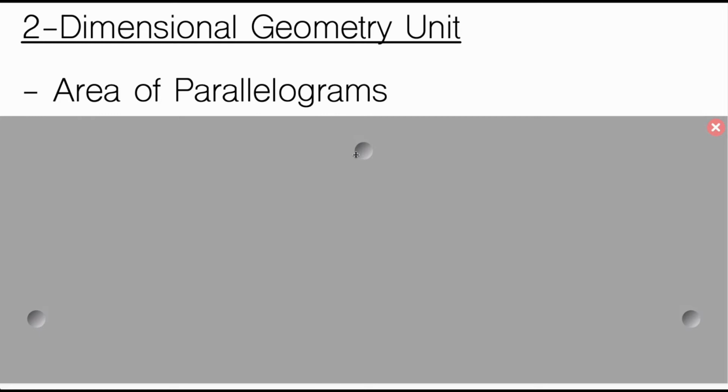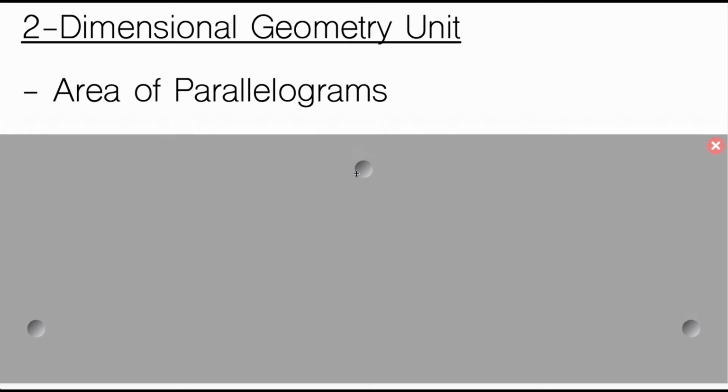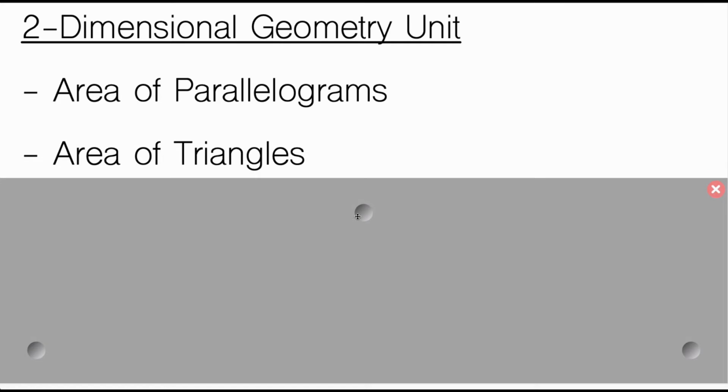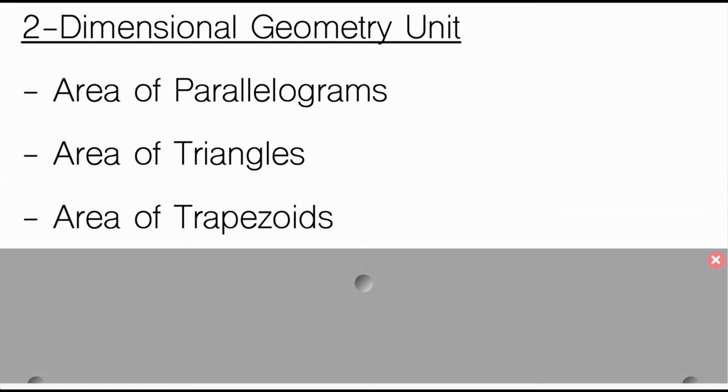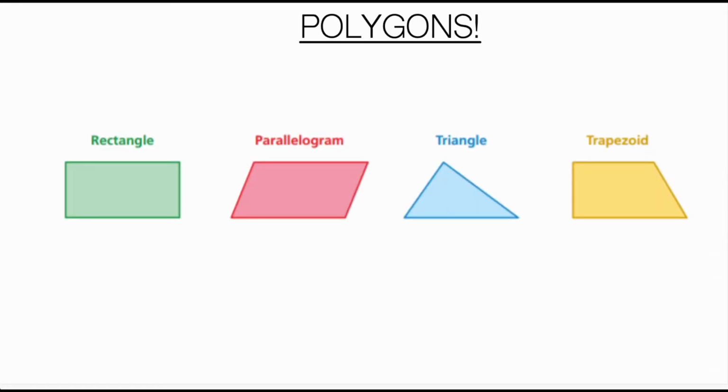What have we done so far? We've done area of parallelograms, and we've done missing measures of parallelograms. We've done area of triangles, and we've done missing measures of triangles. And now we're headed towards trapezoids. If you can remember, the very first day we started this, we were talking about the different polygons we were going to be exploring.